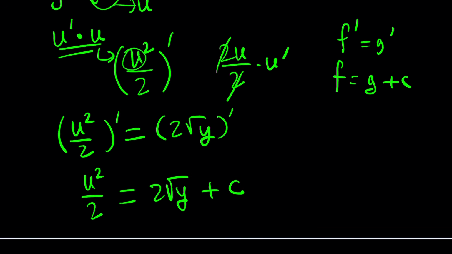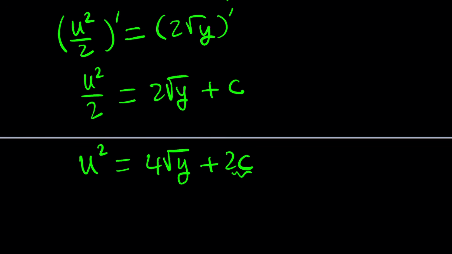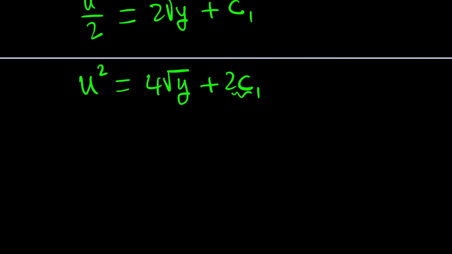Awesome, that's amazing, isn't it? Now we can go ahead and multiply both sides by 2, and that's going to give us 4 times the square root of y plus 2c. By the way, 2c is just a dumb constant. You can replace it with c1, or you can just call this c1, and 2c1 you can replace with c, okay? You can do so many different things. You have the ability to do so. So let's go ahead and call this c. Now we're going to get the following equation.